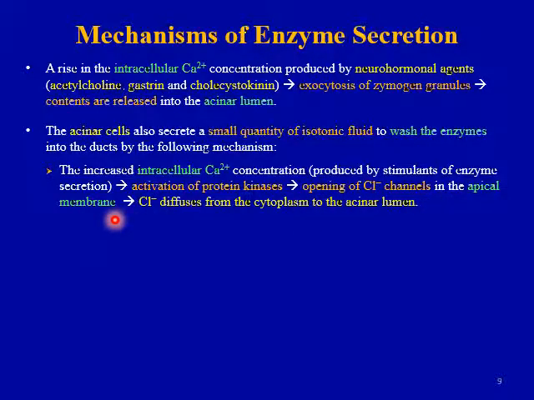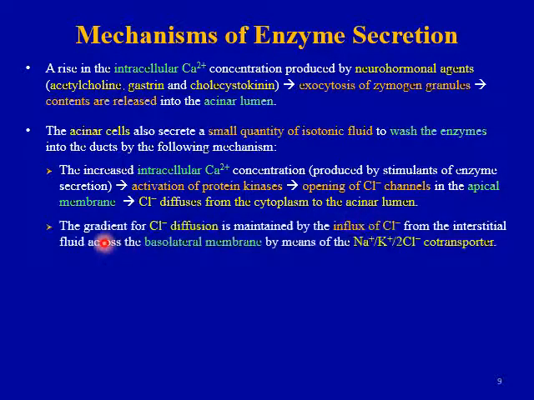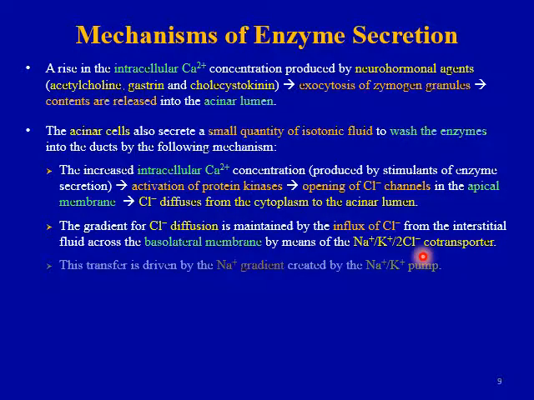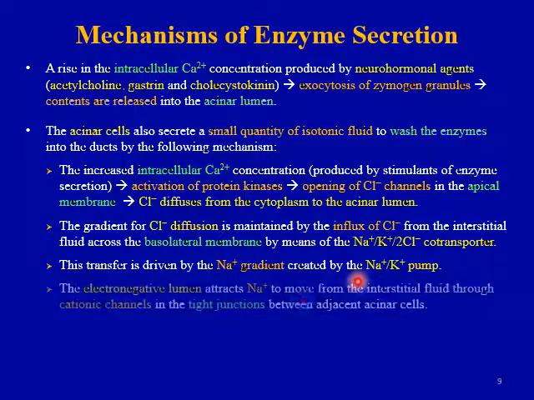As we have seen in the previous slide, this will lead to chloride diffusion from the cytoplasm into the acinar lumen. The gradient for chloride diffusion is maintained by the influx of chloride from the interstitial fluid across the basolateral membrane by means of the sodium potassium 2 chloride co-transporter. As I said, this is a secondary active transport system. This secondary transport system is driven by the sodium gradient that is created by the primary active transport, which is the sodium potassium pump.